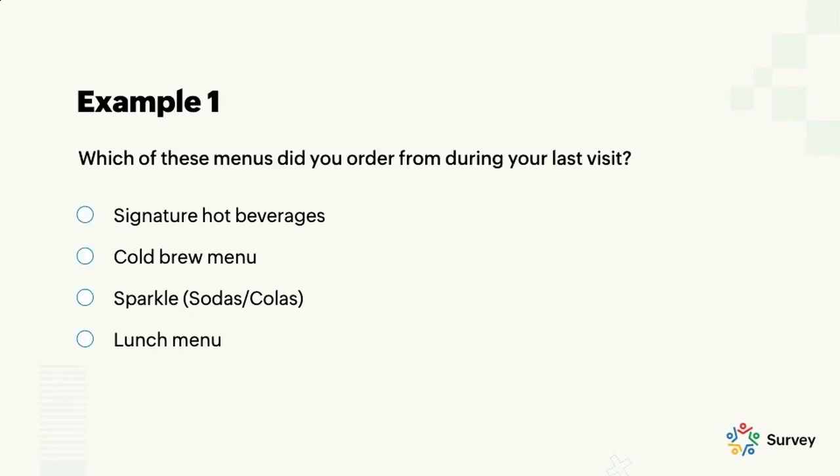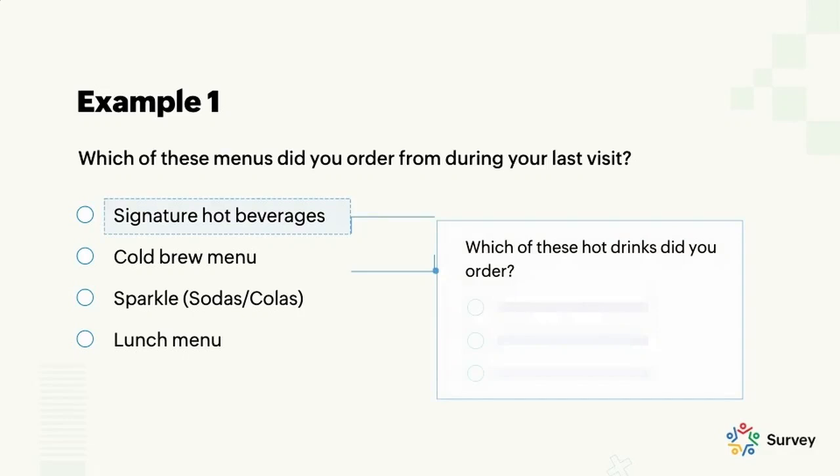So let's say Coffee and Mugs has a question: which of these menus did you order from during your last visit? And now using display logic, they can choose what follow-up questions to ask based on what the respondent chooses here. So let's say they choose signature hot beverages. They are shown this question, which says, which of these hot drinks did you order? And if they choose the cold brew menu, they are shown a different question: which of these cold drinks did you order? So you can show relevant questions based on what they choose in the previous question.